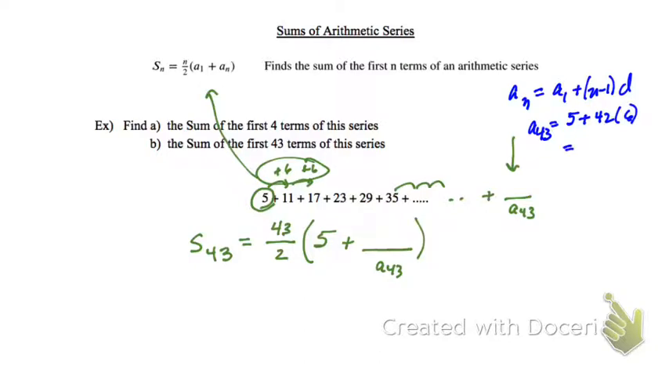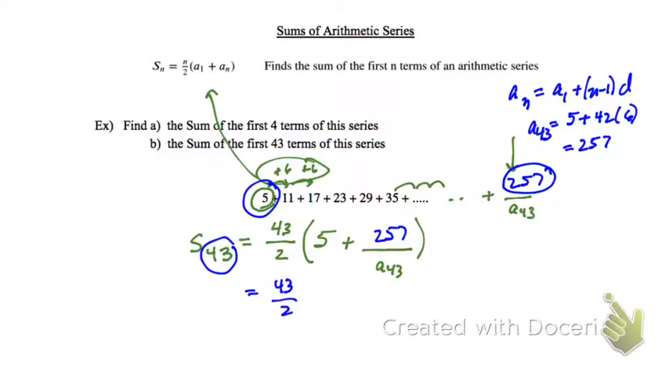And punch that in my calculator, I find out the 43rd number is 257. So now we have all we need to know. We have the first number in our list, we have the last number that we're going to add, and we know how many numbers we're going to add, 43. So now it's just a matter of punching it in our calculator.